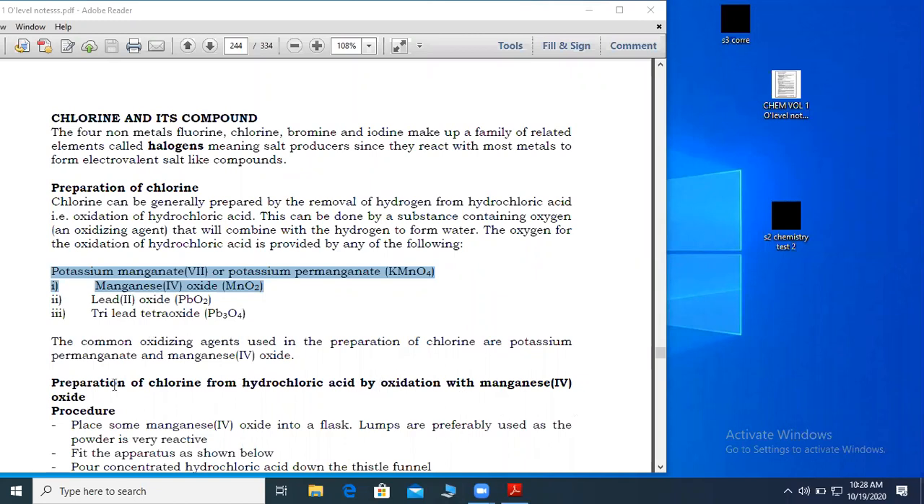So we are now going to first use manganese 4 oxide, and the next one will be potassium permanganate or potassium manganate 7. When you write potassium permanganate, you are not supposed to put this 7. But when you write potassium manganate, then you put what? 7. But don't write both. It is one name. When you write potassium permanganate, don't put 7. When you write potassium manganate, then put the 7.